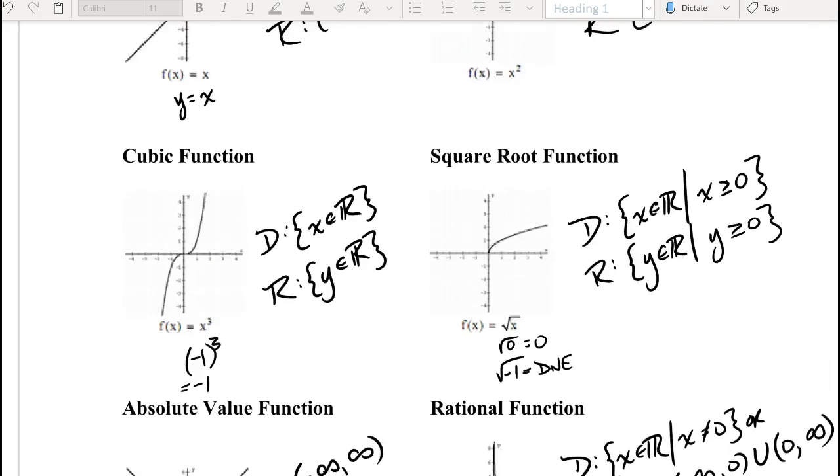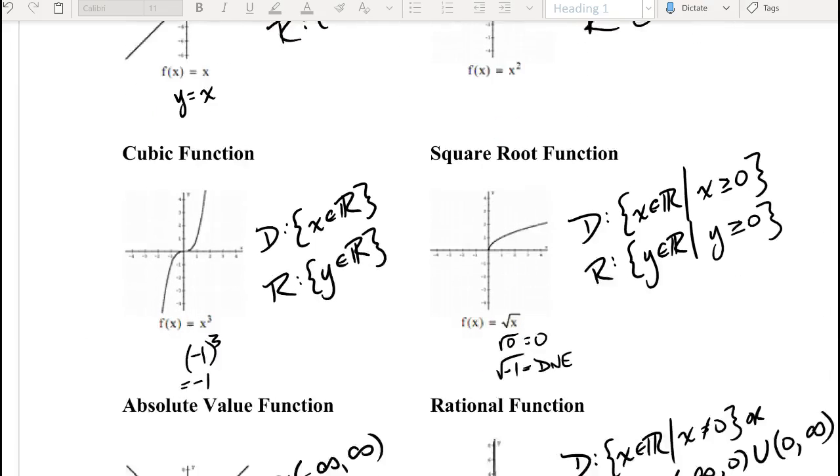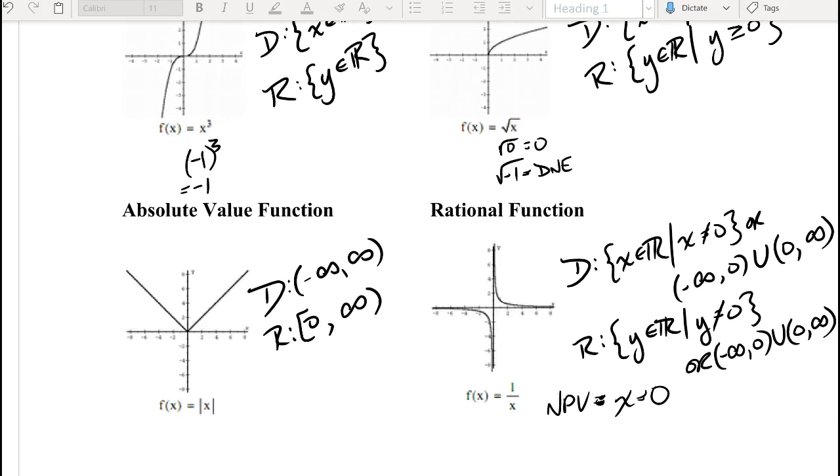But yeah, so those are our parent functions. Those are the big ones, the big 6 that you want to be responsible for, in addition to obviously cosine, sine, and tangent from our previous unit. So I hope that makes sense.